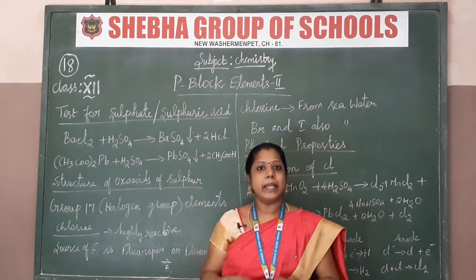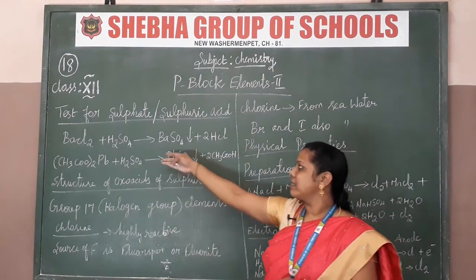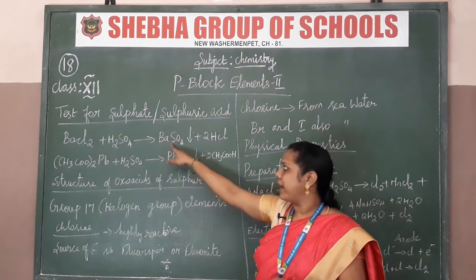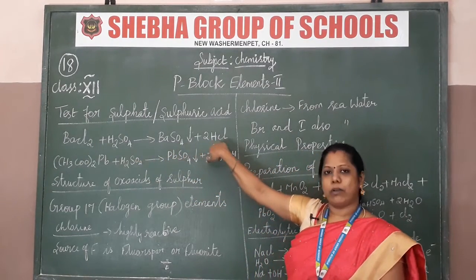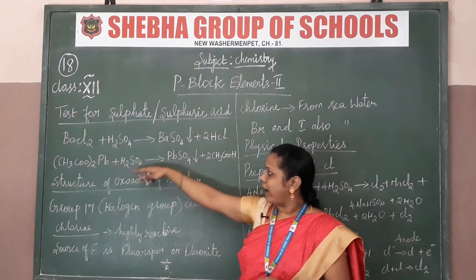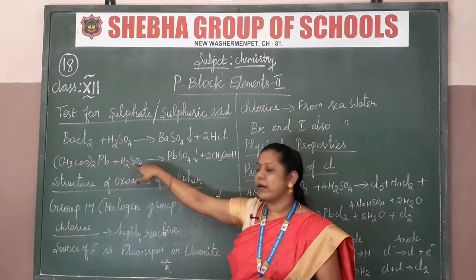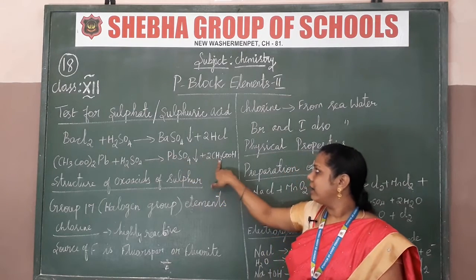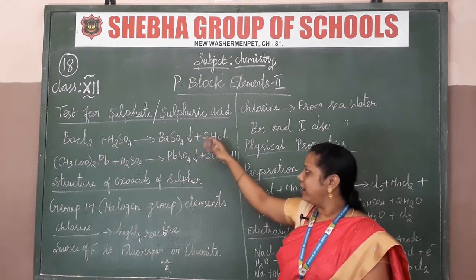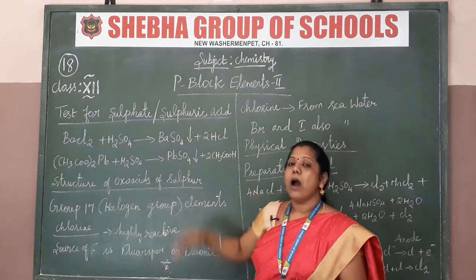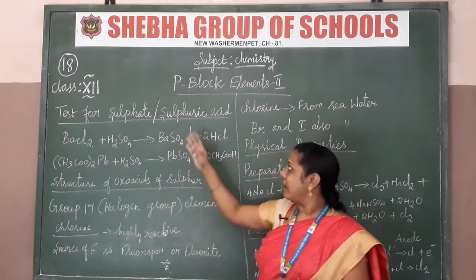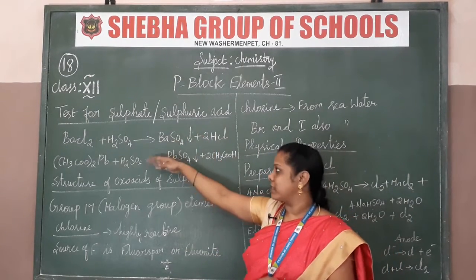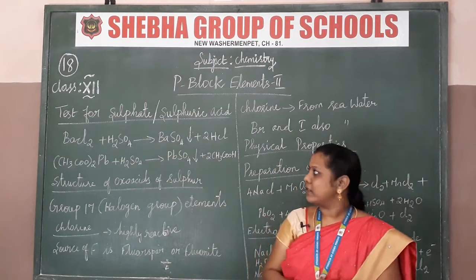Barium chloride reacts with sulfuric acid, and we get barium sulfate along with hydrochloric acid. In another way, lead acetate reacts with sulfuric acid, and we get lead sulfate and acetic acid. With these two steps, we can find out how to identify the sulfate or sulfuric acid. Okay, have you understood the test for sulfate?